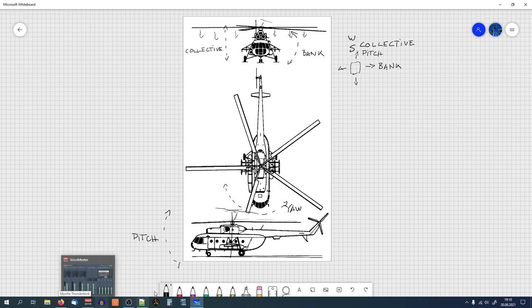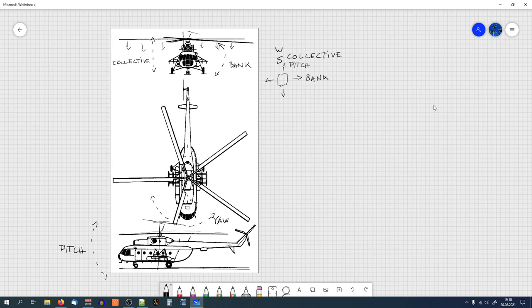Now let's take a look at how a helicopter moves. Okay, let's say this is the helicopter rotor disc. This is the helicopter rear disc. Now I gotta draw this again. Okay, that's a helicopter now. Now to take off, you give it collective with W. And what's going to happen is the helicopter is going to start to rise in the air.